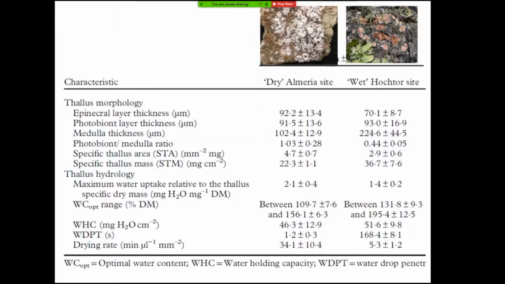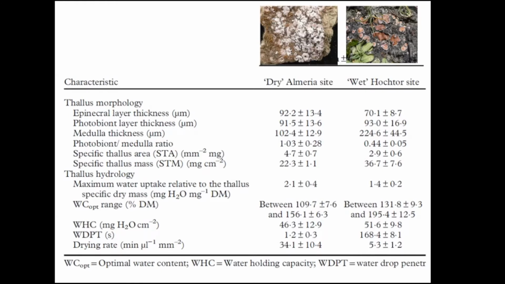In fact, we were able to quantify these differences, and we found the most significant difference morphology-wise indeed in the photobiont to microbiont ratio. This is here expressed as the ratio between the photobiont layer thickness and the medulla layer thickness. And this was twice as high for the population collected in southern Spain, supporting the hypothesis that there is significant phenotypic plasticity in the lichen consumer to producer ratio in response to the regional climate.